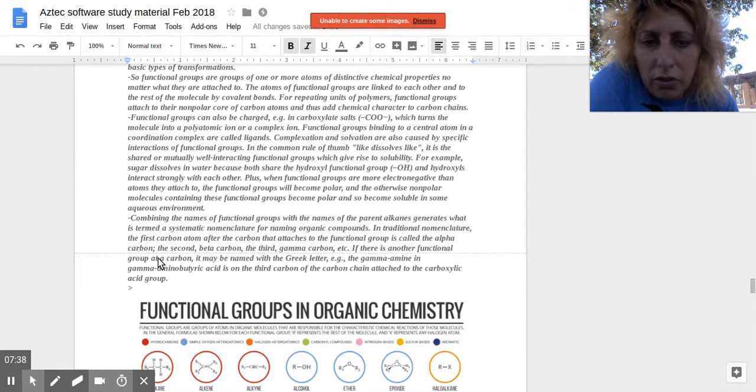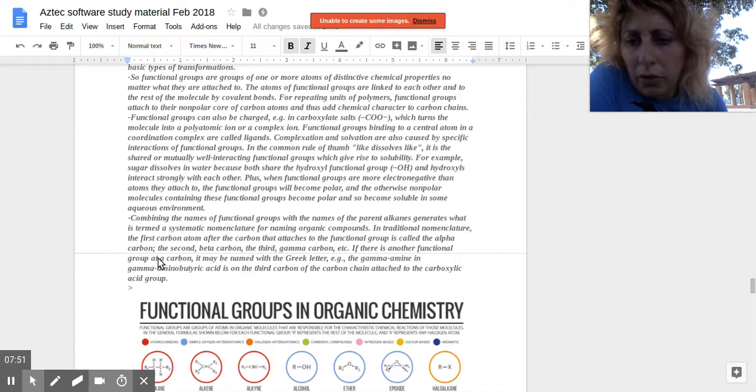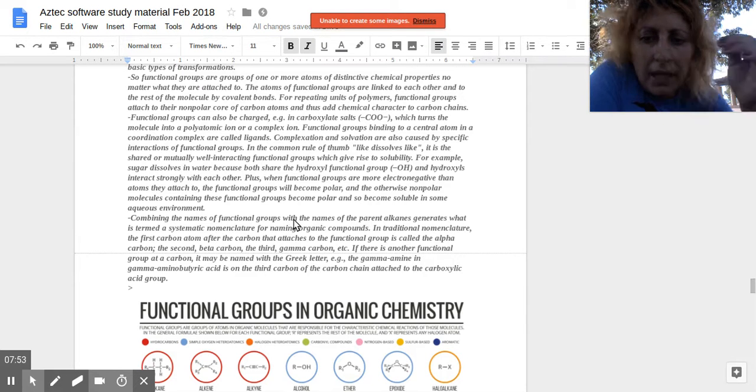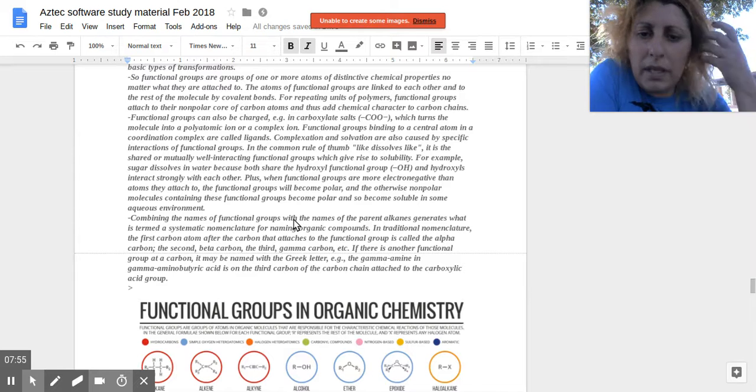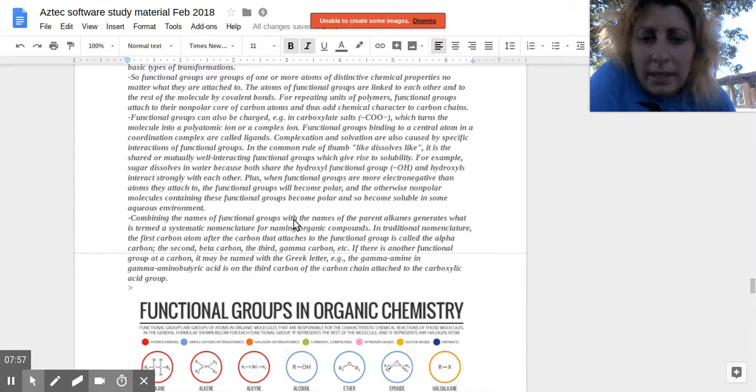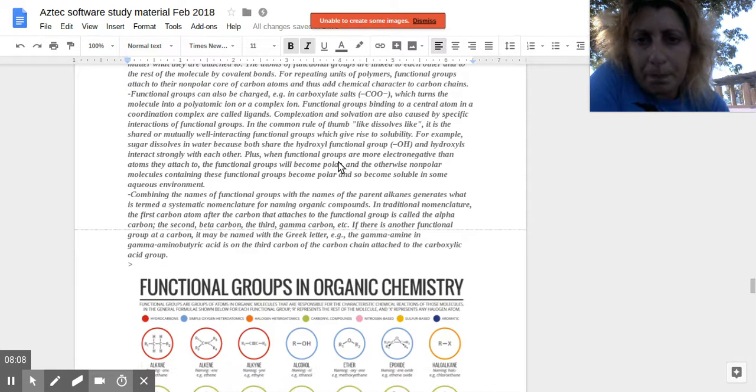In traditional nomenclature, the first carbon after the carbon that attaches to the functional group is called the alpha carbon, the second beta carbon, the third gamma carbon, etc. If there's another functional group at a carbon, it may be named with a Greek letter. For example, the gamma amine in gamma-aminobutyric acid is on the third carbon of the carbon chain attached to the carboxylic acid group.